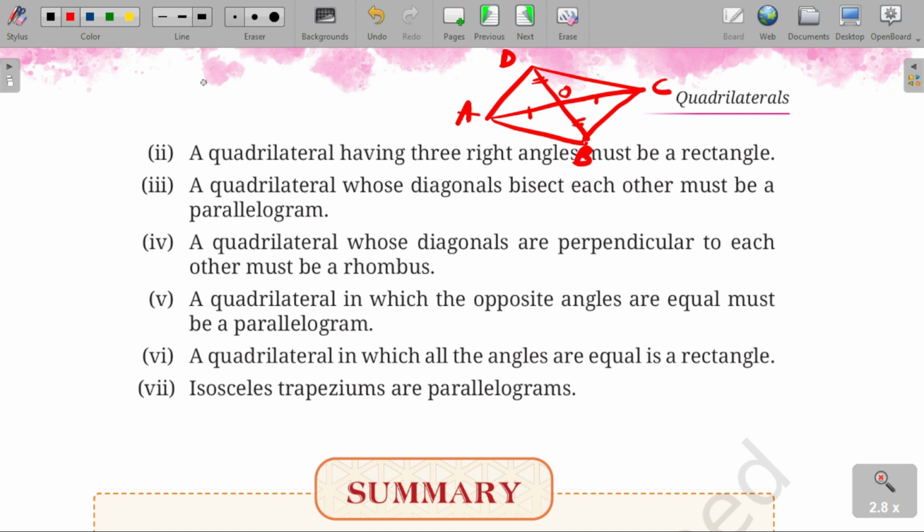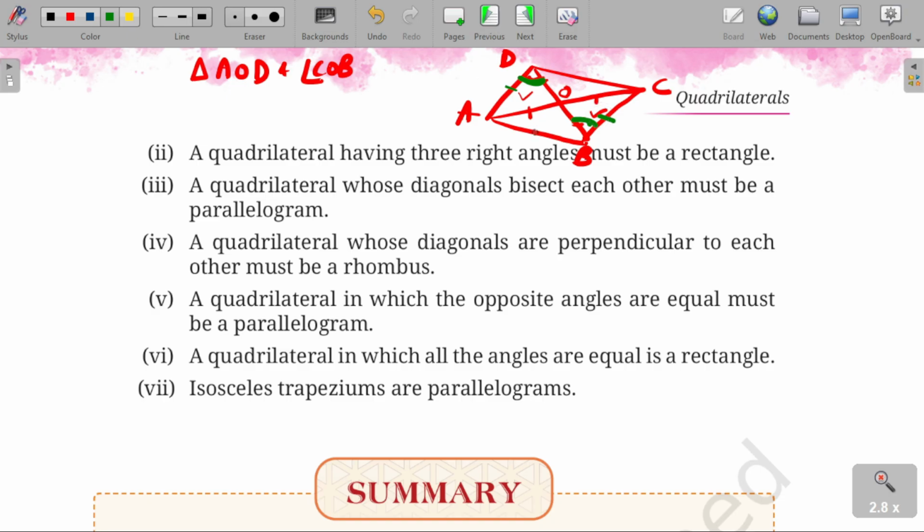So we are choosing triangle AOD and COB. AOD and COB are obviously congruent. If they are congruent, angle 1 equals angle 2. What is angle 1? This angle 1 will be equal to this angle 2. Right? They are alternate angles. That means the lines are parallel. The lines are parallel. Clear?